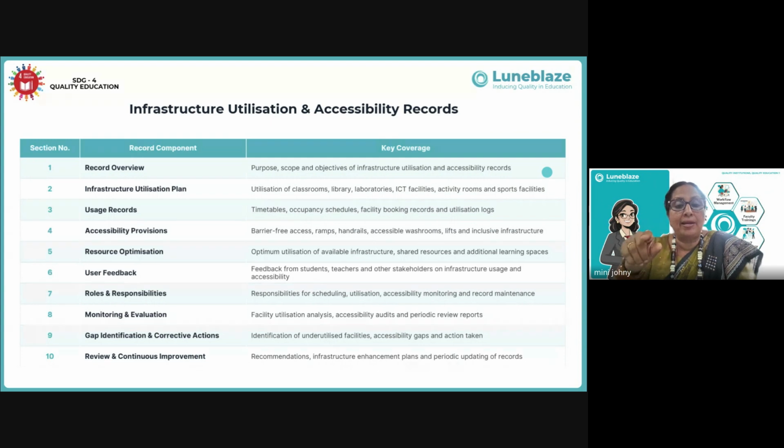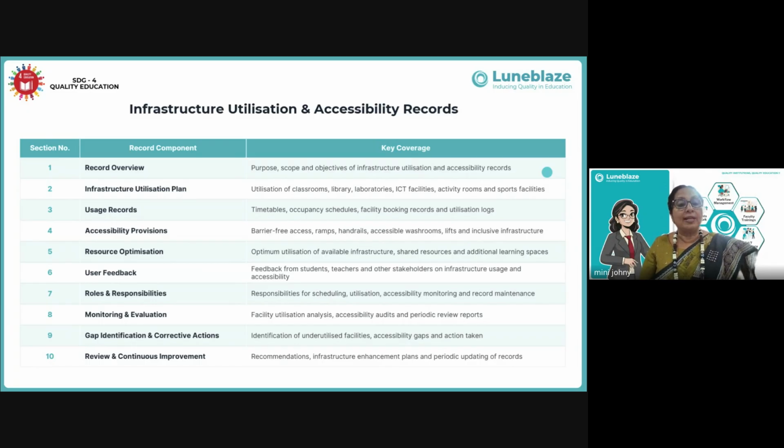Infrastructure utilization plan: utilization of classrooms, library, laboratories, ICT facilities, activity rooms, and sports facilities. Usage records are timetables, occupancy schedules, facility booking records, and utilization logs. Accessibility provisions: barrier-free access, ramps, handrails, accessible washrooms, lifts, and inclusive infrastructure. Resource optimization: optimum utilization of available infrastructure, shared resources and additional learning spaces.